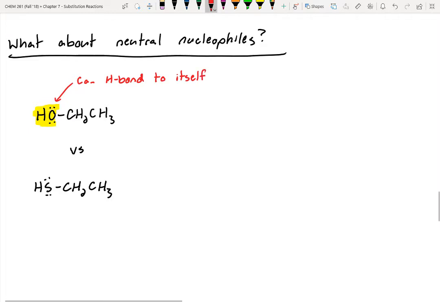So knowing that the top one will H bond tightly to itself, is the top one going to be a very good nucleophile? Top one's probably not going to be a good nucleophile because it's H bonding together in a cluster pretty tightly. The bottom one is just held together through dipole-dipole forces. That means that this is a better nucleophile.